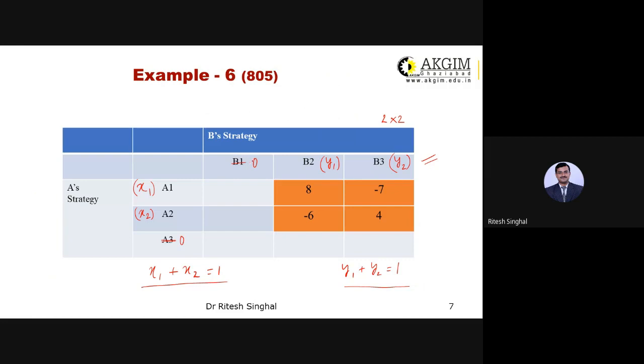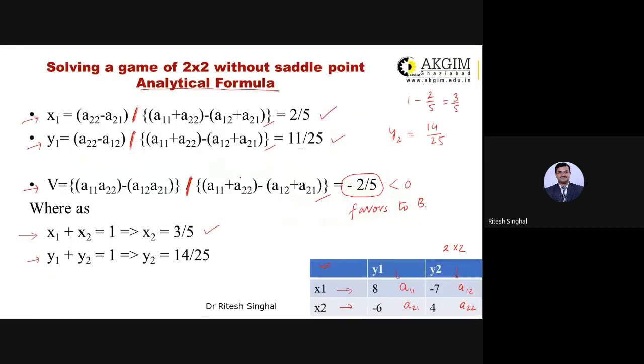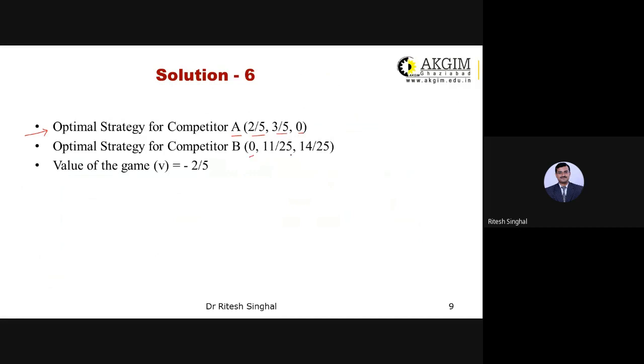Here B1, that is the first column, is being removed. That is why I should write 0 in the beginning, then y1, then y2. And the value of the game is negative, which favors player B. That is our final result. We should write the result in this format only, exclusively telling about all the strategies given in the question, whether removed or not. All the removed strategies must be written in sequence with 0 probability. Okay, I think you understand this particular situation.